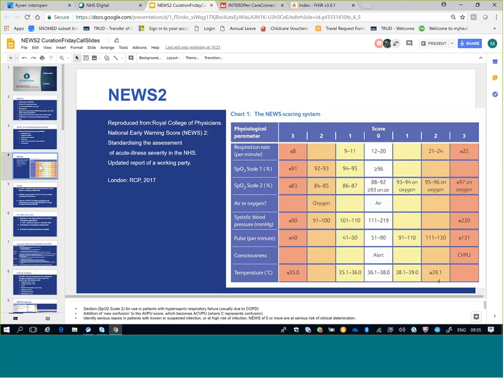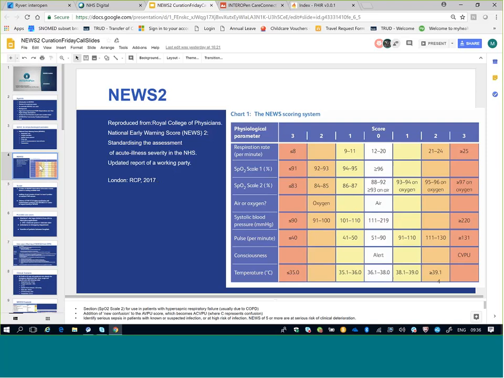SpO2 scale 2 is recommended to be used in patients with hypercapnic respiratory failure, mostly in cases of chronic obstructive pulmonary disease. But in other cases, a patient might be in hypercapnic respiratory failure. The clinician has to make a decision whether they're going to use SpO2 scale 1 or scale 2 for a given patient, and use the reference ranges provided.